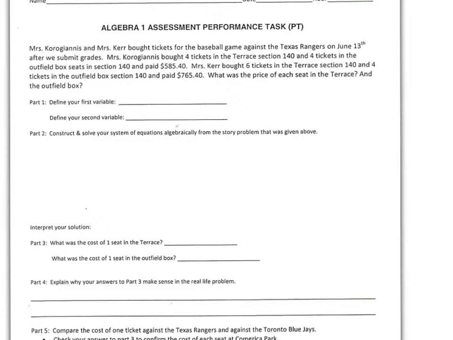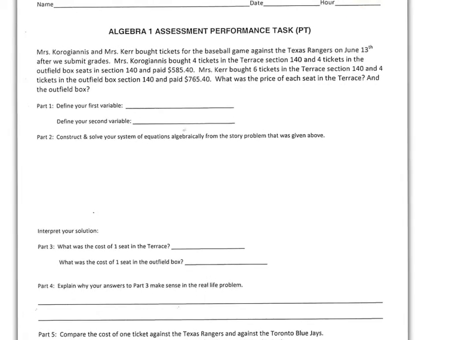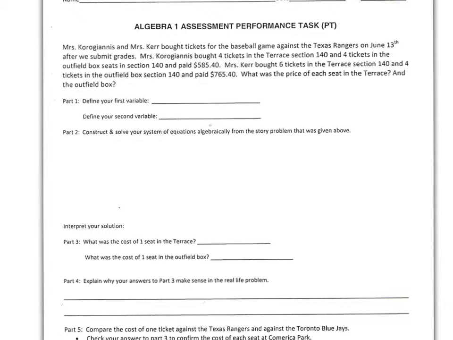In this problem, we have Mrs. Corjanis buying Tiger tickets and myself buying Tiger tickets. So the first thing you always want to do is ask what information doesn't matter. The section 140 for the terrace and the outfield boxes don't matter, so you could just cross that information out. Some students today wanted to put that in the equations, but you don't need to.